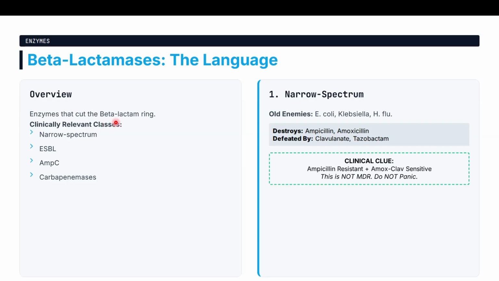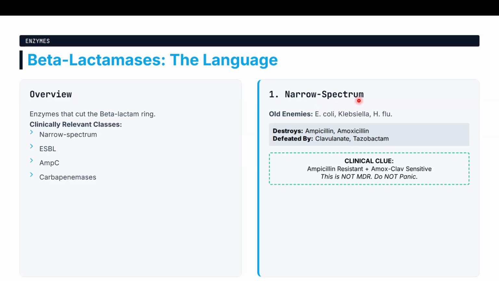These enzymes cut the beta-lactam ring. The clinically relevant classes are the beta-lactamases produced by bacteria of various types. It can be a narrow spectrum beta-lactamase, which is just resistant to ampicillin or amoxicillin. It can be an extended spectrum beta-lactamase, which confers resistance to third generation cephalosporins such as ceftriaxone. It can be AmpC producers, with resistance to ceftriaxone and other third generation cephalosporin drugs. In these cases, we might need to use cefepime or meropenem. Carbapenemases can also be produced by organisms, which confer resistance to meropenem, ertapenem, imipenem.